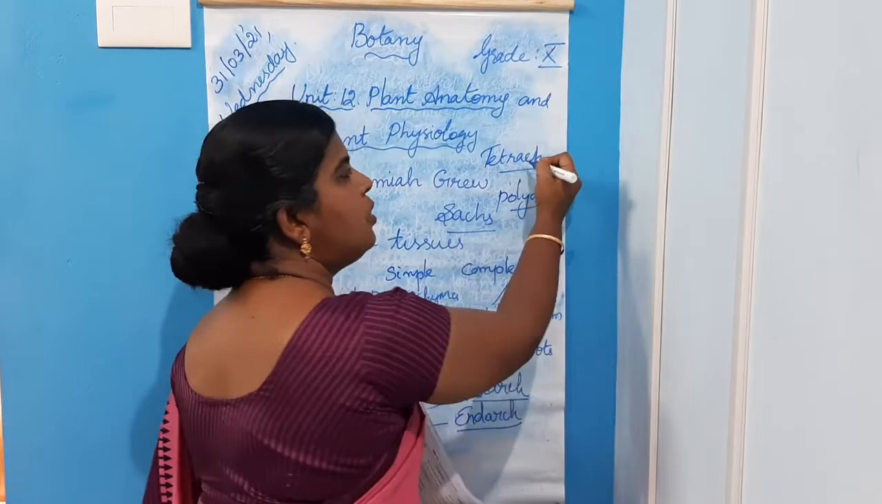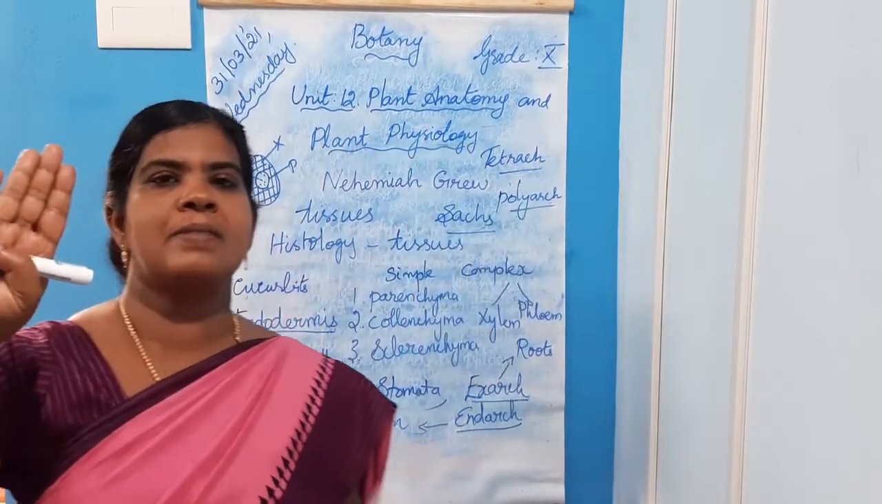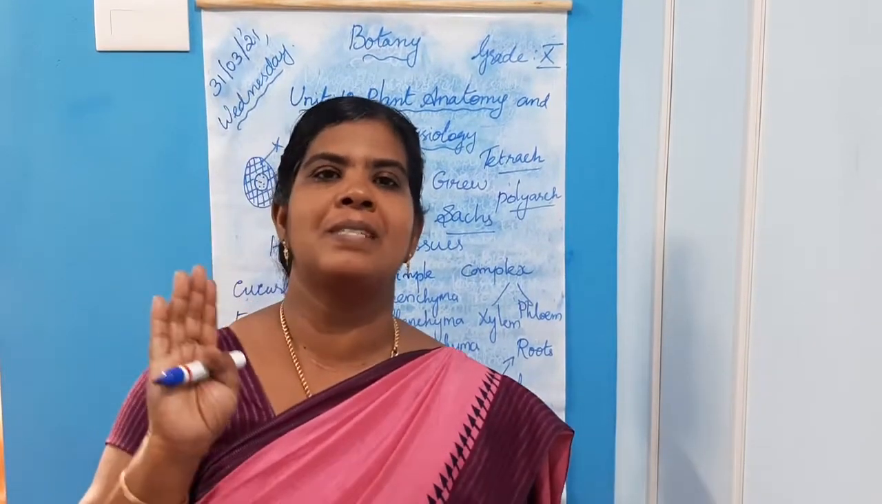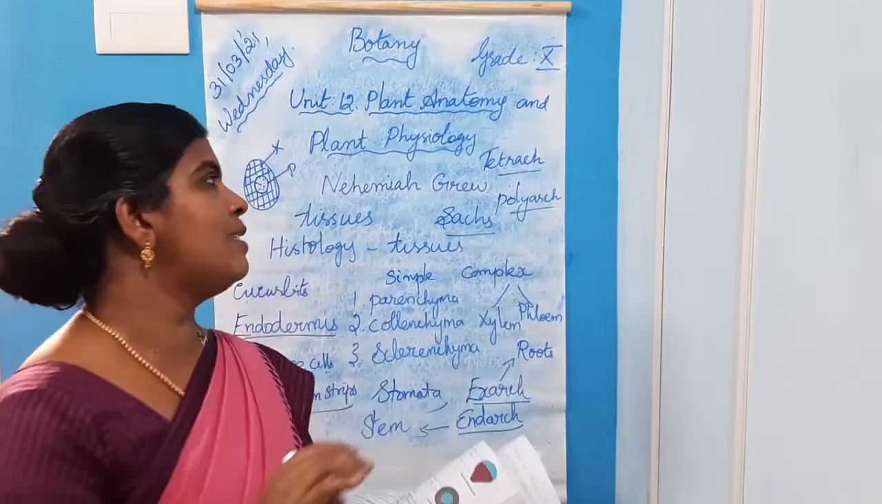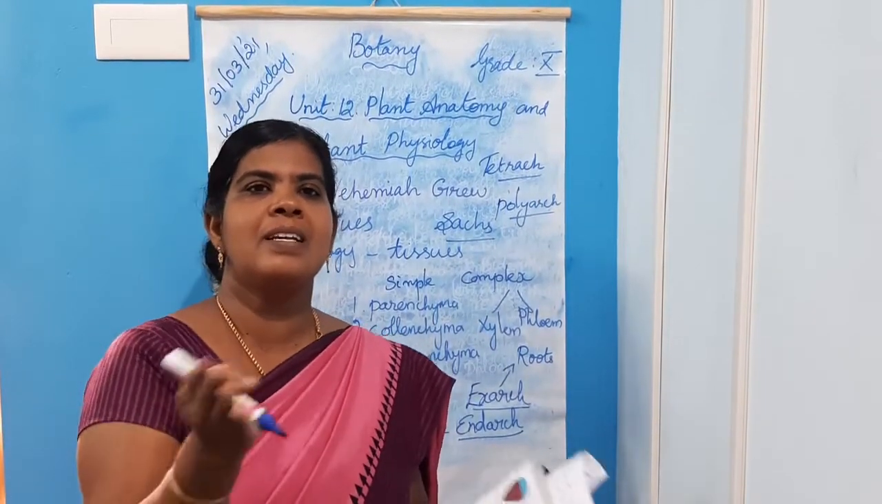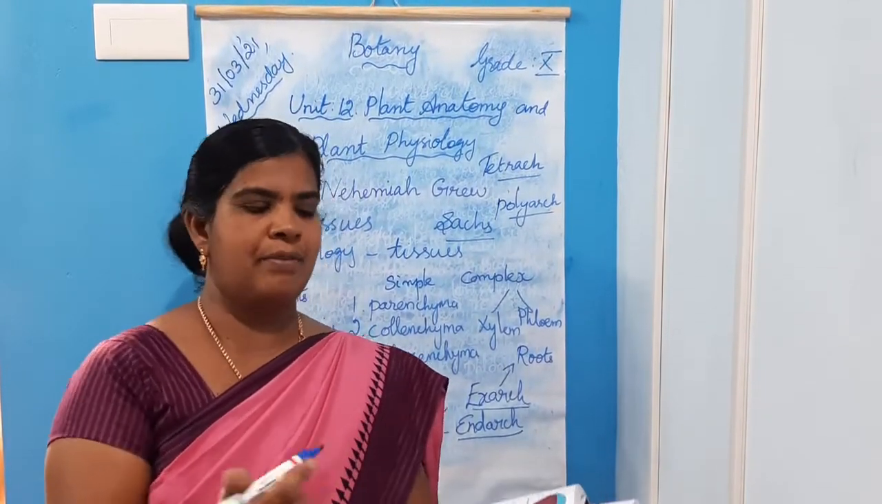What about dicot root? There are 4 groups of protoxylem points, or 4 groups of xylem elements, so they are said to be tetrarch. And exarch. What is exarch? Protoxylem facing towards the periphery.